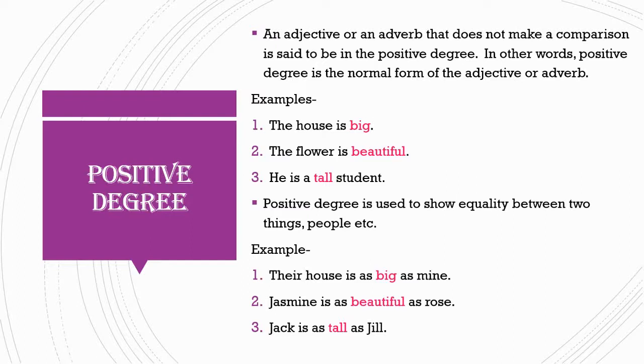Positive degree is used to show equality between two things, people, etc. Example: their house is as big as mine. Jasmine is as beautiful as Rose. Jack is as tall as Jill.